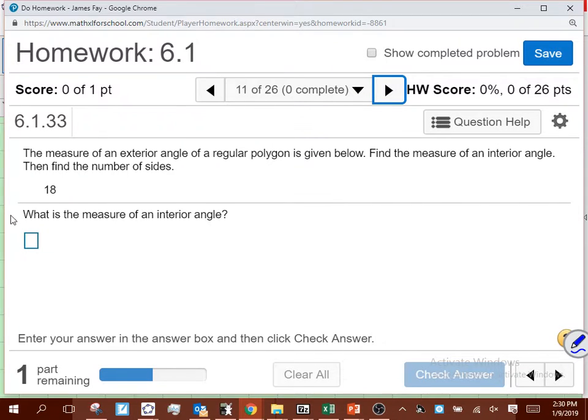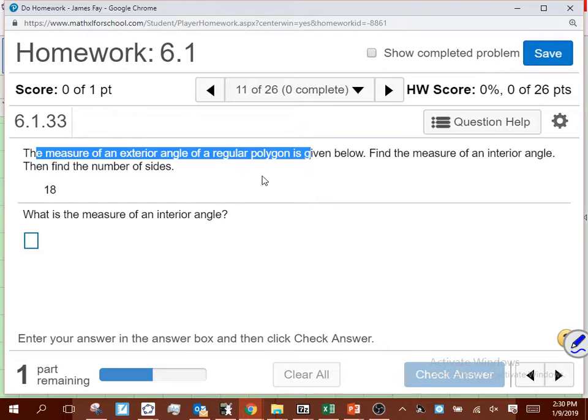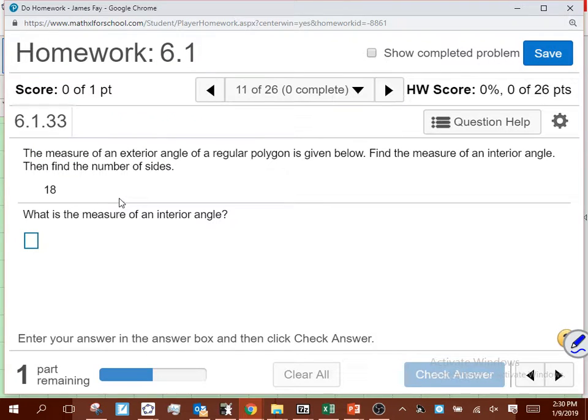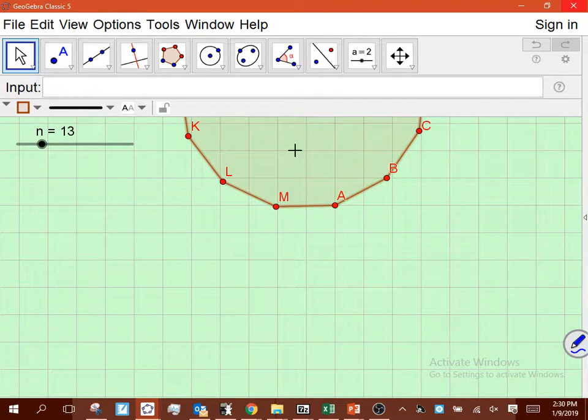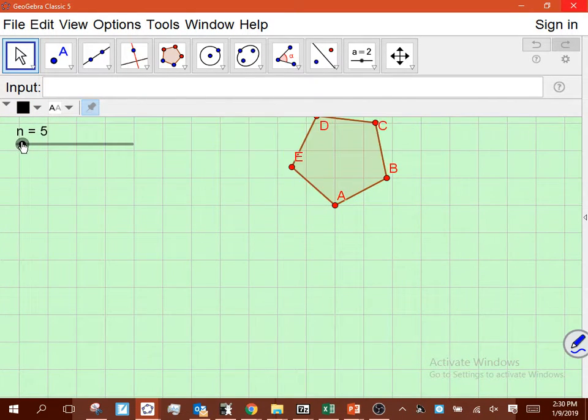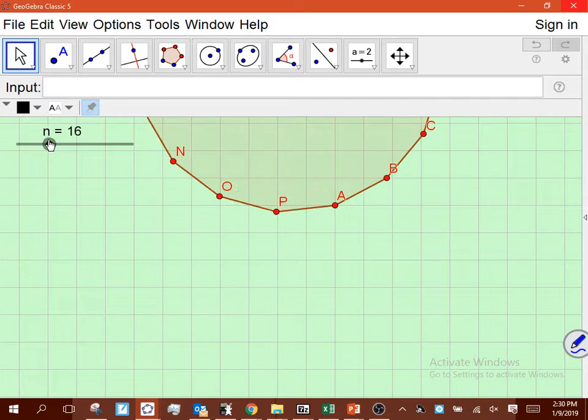All right, so question 11 says that you have an exterior angle of a regular polygon given below. So the exterior angle is 18 degrees. Find the measure of the interior angle. I don't know how many sides my polygon has. But would you guys all agree that no matter how many sides it has, it's going to look something like that? Does that make sense?